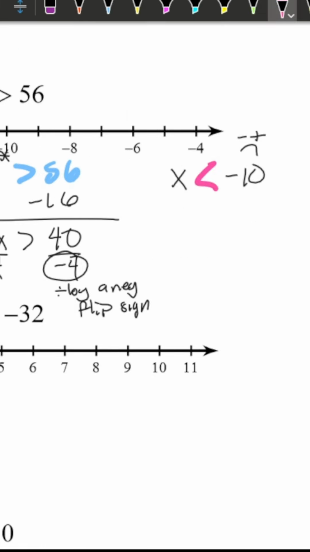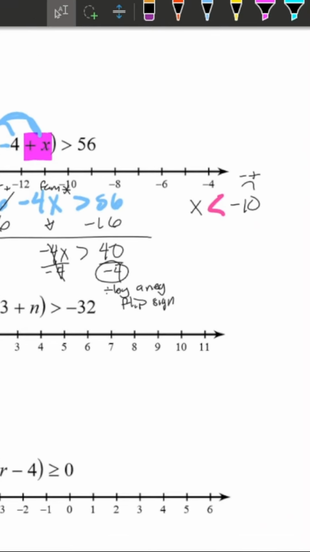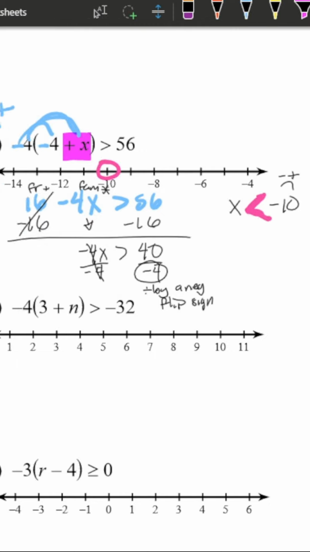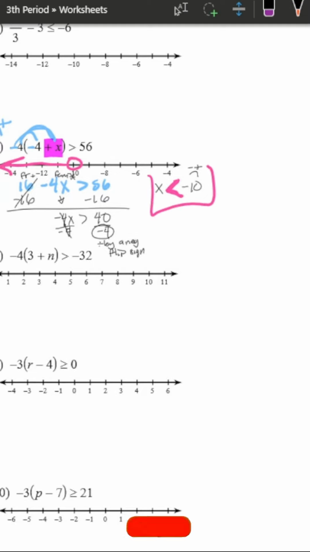Now, in order to graph this, all I have to do is identify my -10. Is it going to be an open or closed circle? Open circle. And what way is the arrow pointing? To the left. So I have to highlight all this. And this is going to be my final answer right there.